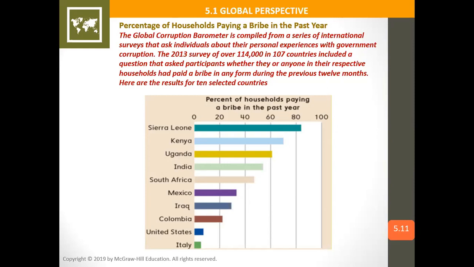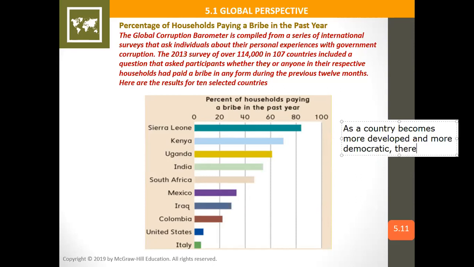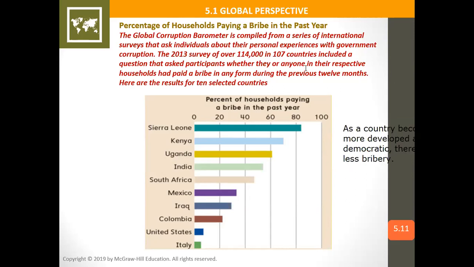My belief is bribery will always happen, but it will happen less and less in countries that become more democratic and more developed. So as a country becomes more developed and more democratic, there will be less bribery. So that's probably a good explanation for that. So like United States and Italy are very democratic and highly developed.